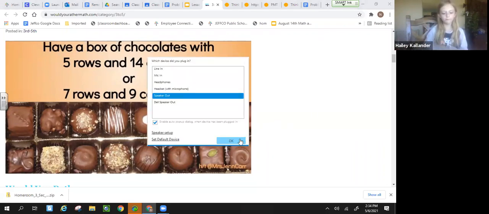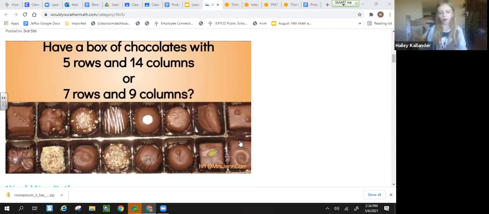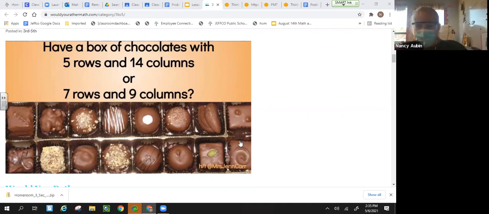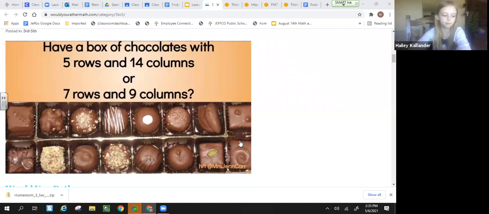I think 5 rows and 14 columns is more than 7 rows and 9 columns, because 5 times 14 equals 70, and you can just count by 5s 14 times. And then for 7 rows and 9 columns, you can do it on your fingers, and it'll only be 63. Okay. And 70 is more than 60. Okay. Does anyone disagree with her?